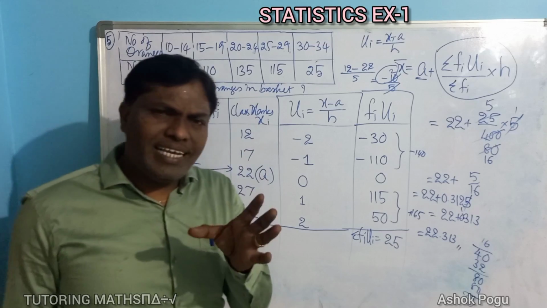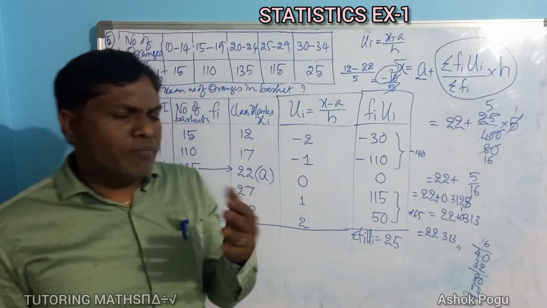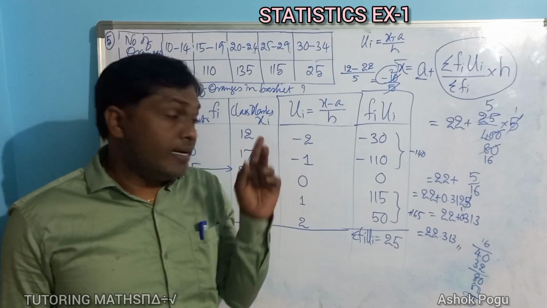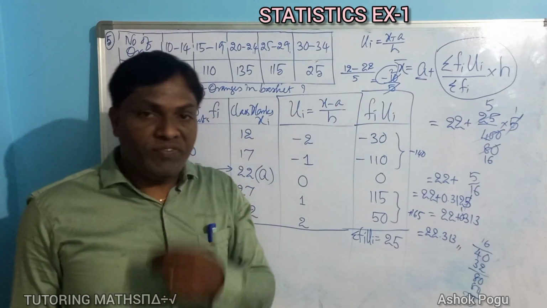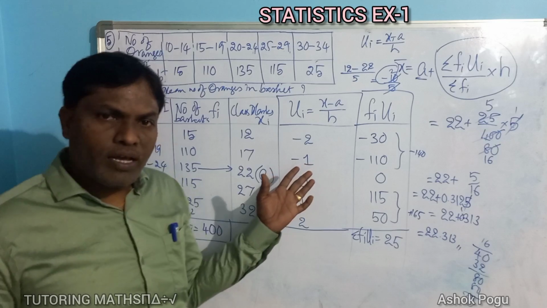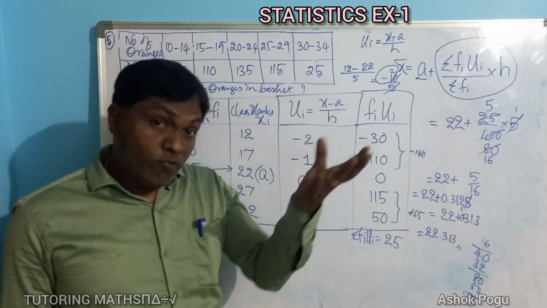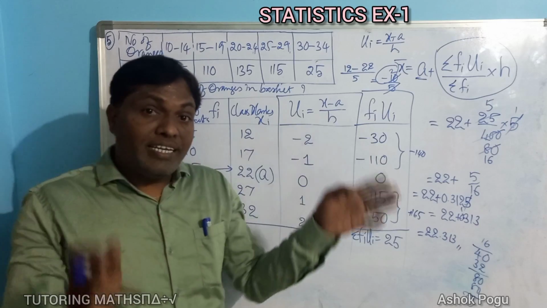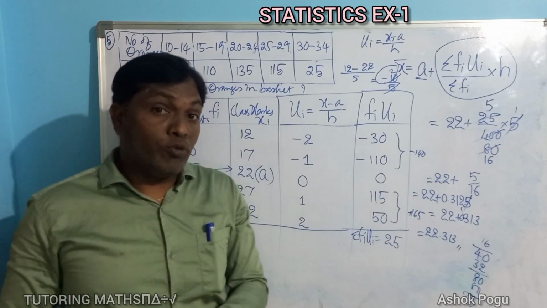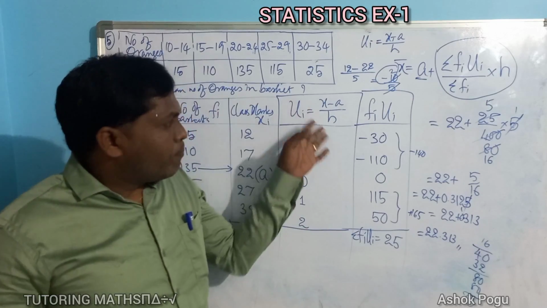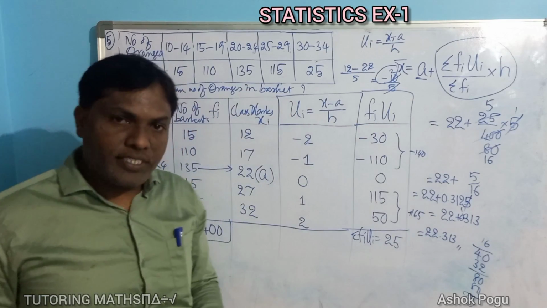So mostly in examination, I think they always give the question related to the step deviation method; it is the most important formula to find the mean. Please practice the formula, read the formula, and you better write it on a paper and paste it in your reading room or in your room. Then learn it by heart and apply the formula, then you get the answer. That's it.